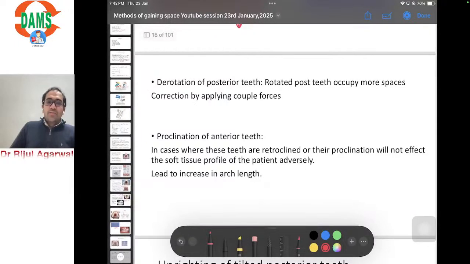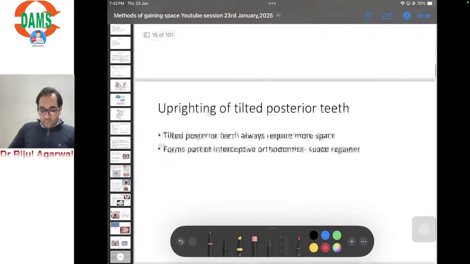So these were the images and discussion about distalization. Next comes the derotation of posterior teeth. As I have told you, rotated teeth acquire more space. So how do we correct them? We correct them by applying couple forces from the buccal and lingual direction so as to correct their rotation. Next is proclination of anterior teeth. In cases where teeth are retroclined, or the proclination will not affect the soft tissue of the patient adversely, we procline the teeth in order to gain space. It leads to an increase in arch length, thus providing space.